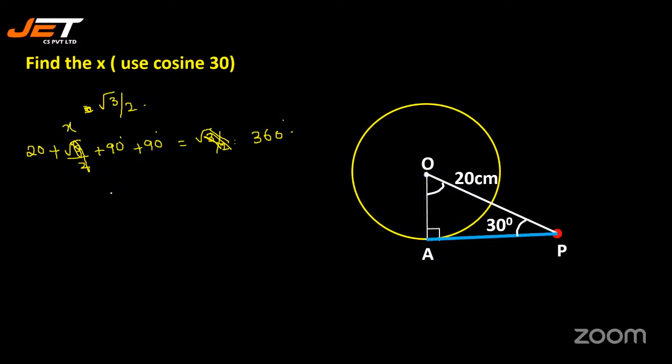So 90 plus 90 plus 20. All right. So we'll be getting the value as 160. All right. So the value of x would be 160. If you are getting the same value, then we can go ahead with the next sum.